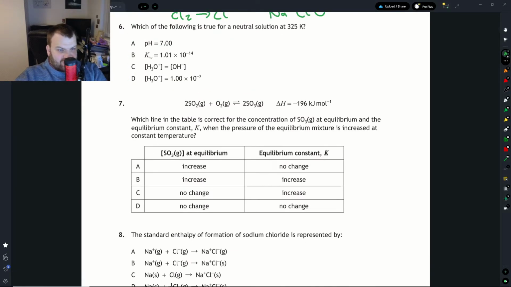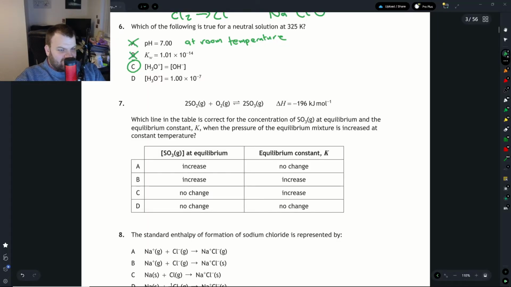In this question, the pH 7 is at room temperature. It will not be that at 325 Kelvin, so I'm going to rule that one out as well. The ionic product as well would be different at different temperatures. Again, I'm going to rule that one out. Our neutral solution will have to have the same number of hydronium ions and hydroxide ions. That makes that true.